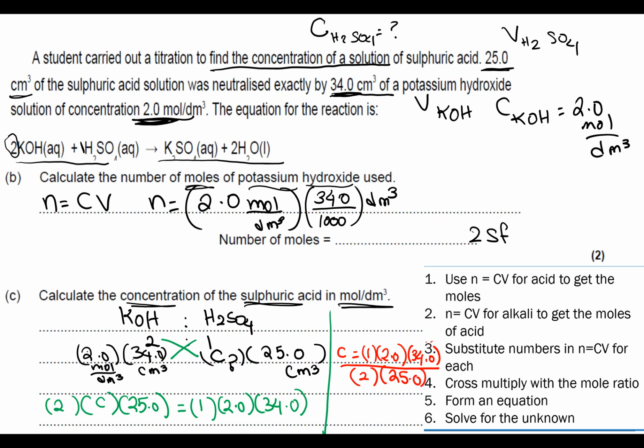Now, the 34 and the 25 have the same units, cubic centimeters, so they cancel out. The 2 has units of moles per decimeter cubed, and the 1 and the 2 have no unit, they're moles, so they cancel out also. And so your final unit is going to be moles per decimeter cubed, so it's a concentration unit. And again, your answer should be up to 2 significant figures, because you have here 2 significant figures, and here you have 3, and here you have 3. So you go with the minimum. Okay, so that is how it is done.